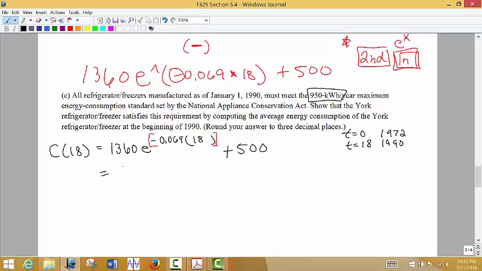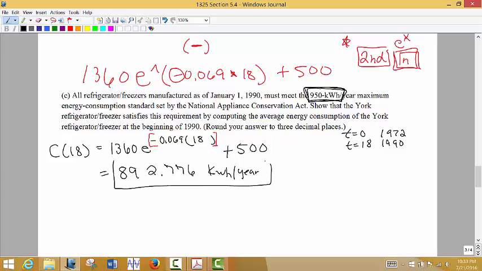Now when I plug that into my calculator, I get 892 point, we'll round to the nearest 3 decimal places. I get 892.776, and this is the kilowatt hours per year. Oh, so have we met the requirement? And it looks like we have. The maximum was 950, and we are below 900, so it looks like we definitely meet the requirements of that particular act on the refrigerator freezer energy consumption.